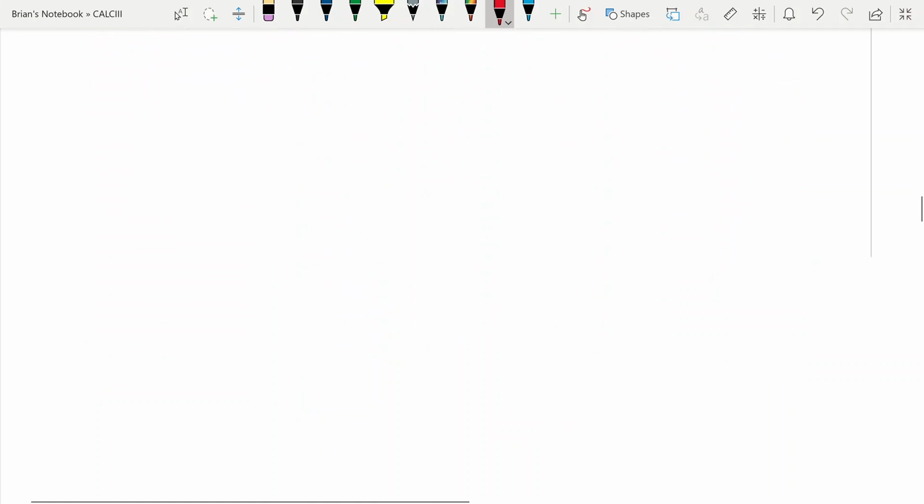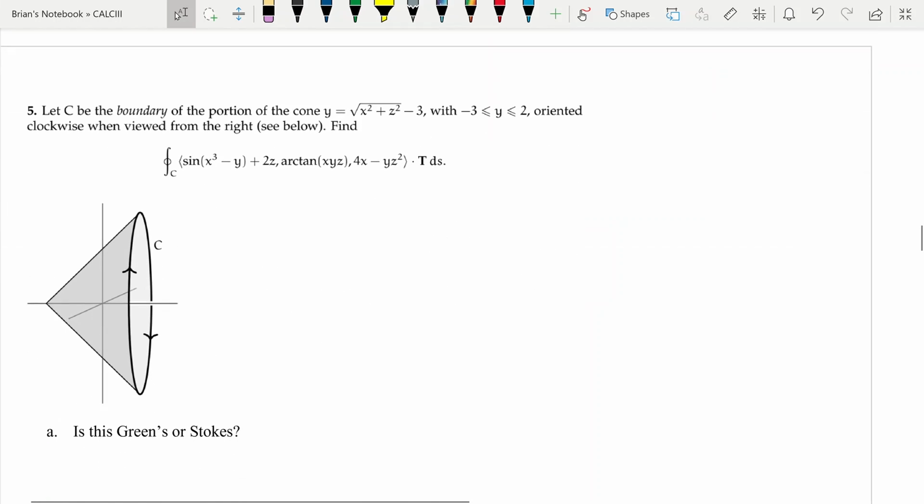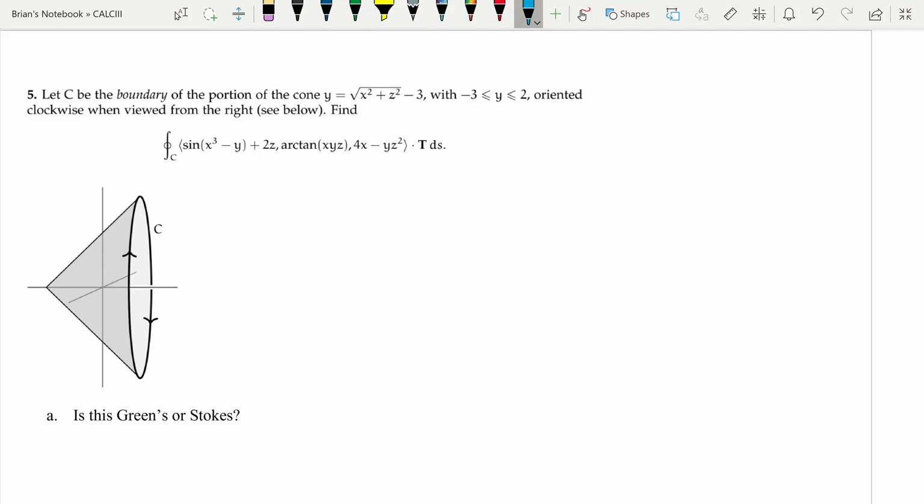So let's look at another one that is kind of related, but maybe not too far related. Is this problem Green or Stokes? Let C be the boundary of the portion of the cone, oriented clockwise and viewed from below, and you can see we have something dot T. It is Stokes, yes. So we have a Stokes problem.